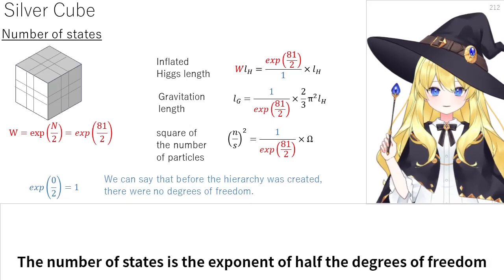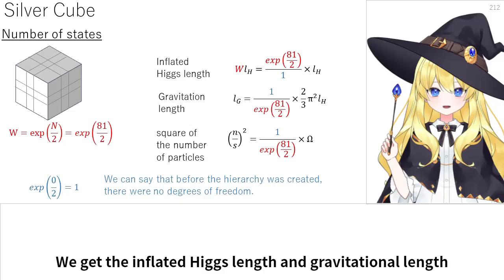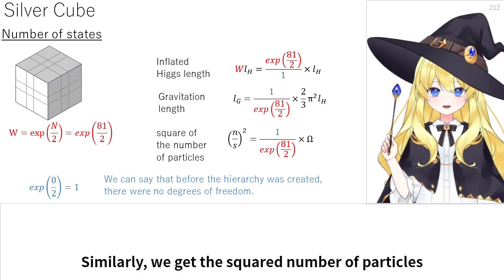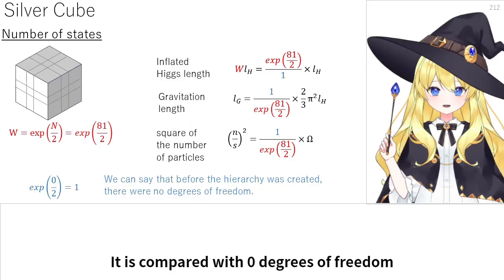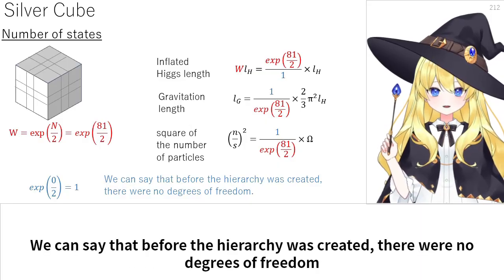The number of states is the exponent of half the degrees of freedom. We get the inflated Higgs length and gravitational length. Similarly, we get the squared number of particles. It is a ratio to 1. It is compared with 0 degrees of freedom. We can say that before the hierarchy was created, there were no degrees of freedom.